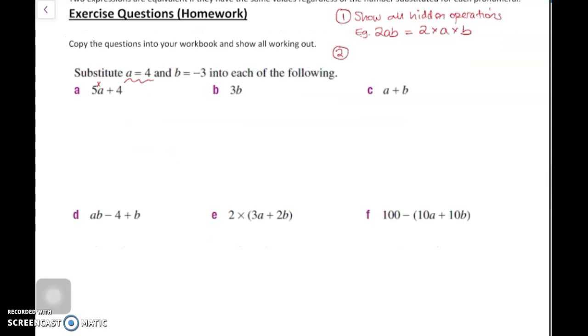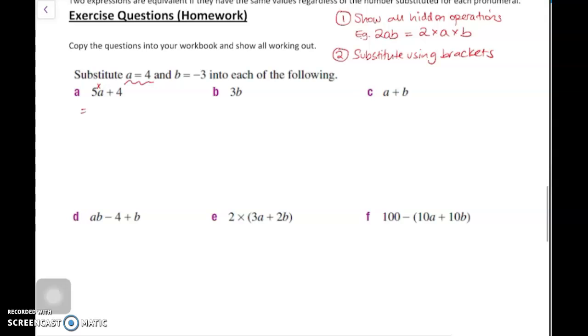And then we do the second step, which is the actual substitution. And remember, when we substitute, we need to put a bracket around the number that we are substituting with. So in this case, we need to replace the A with the 4 in the question. So 5A plus 4 here becomes 5 times A, which is 4, plus 4.